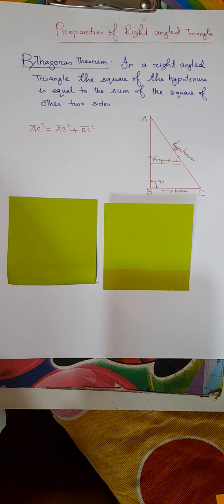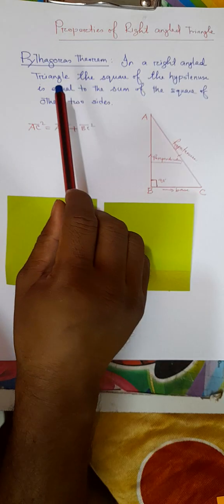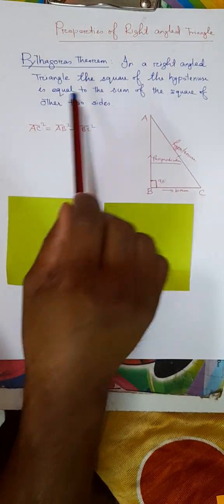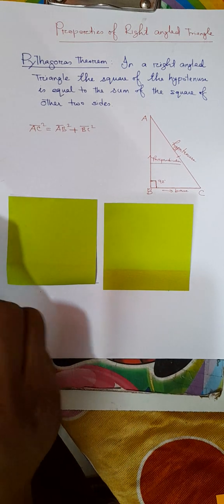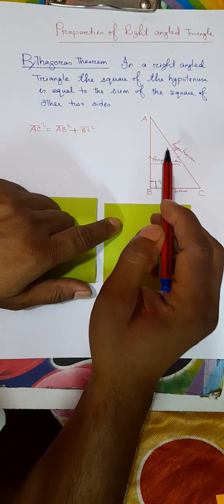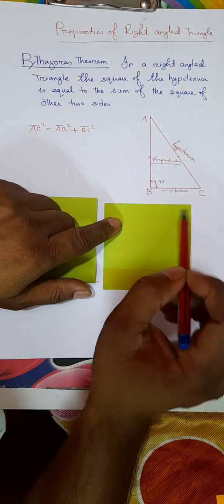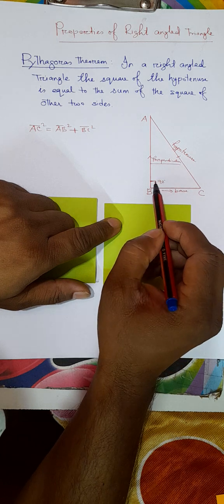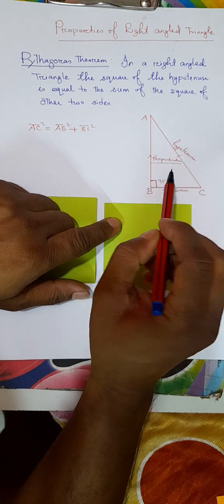He says that in a right angle triangle, the square of the hypotenuse is equal to the sum of the square of other two sides. Now let us consider this triangle ABC. It is a right angle triangle. Right angle at B, angle B is 90 degree.